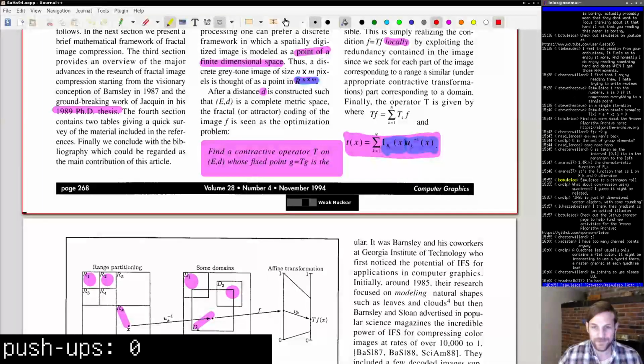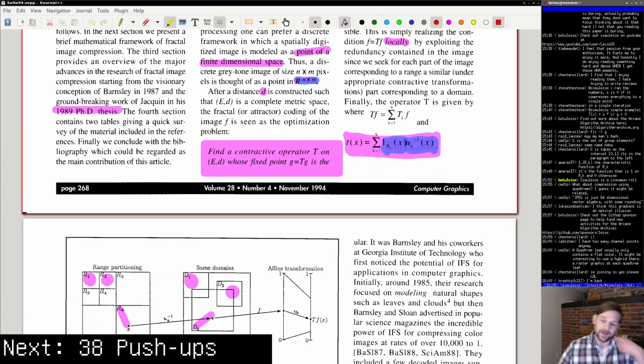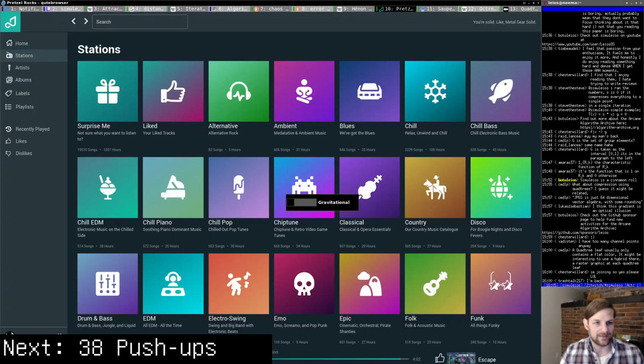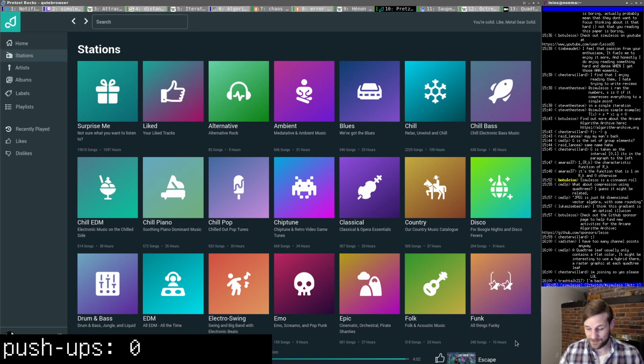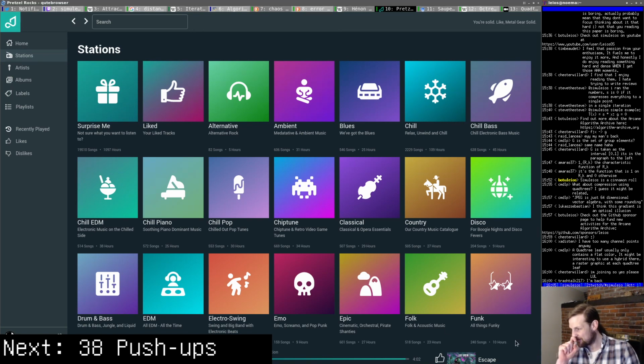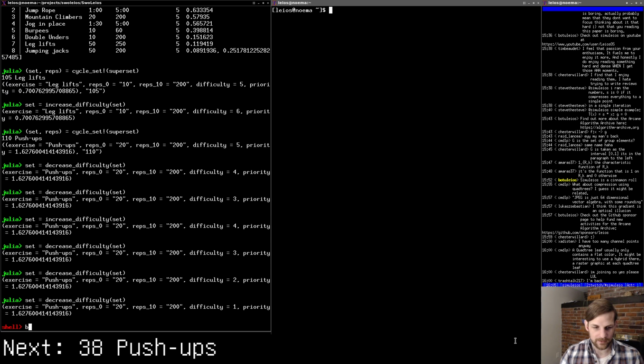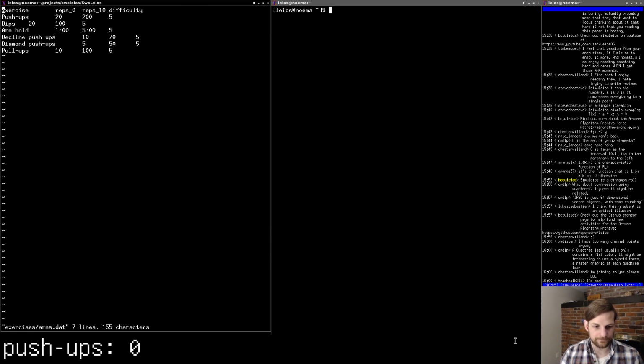Okay, I've got to do 2 things before moving on to fractal compression. The first is to modify the Swell layout so it doesn't output as many push-ups. And the other thing is to change the music. Music first, while I'm still breathing incredibly heavily from doing essentially 40 push-ups. And now for the Swell layout fix. So in here we're just going to go VI, exercises, and then arms.